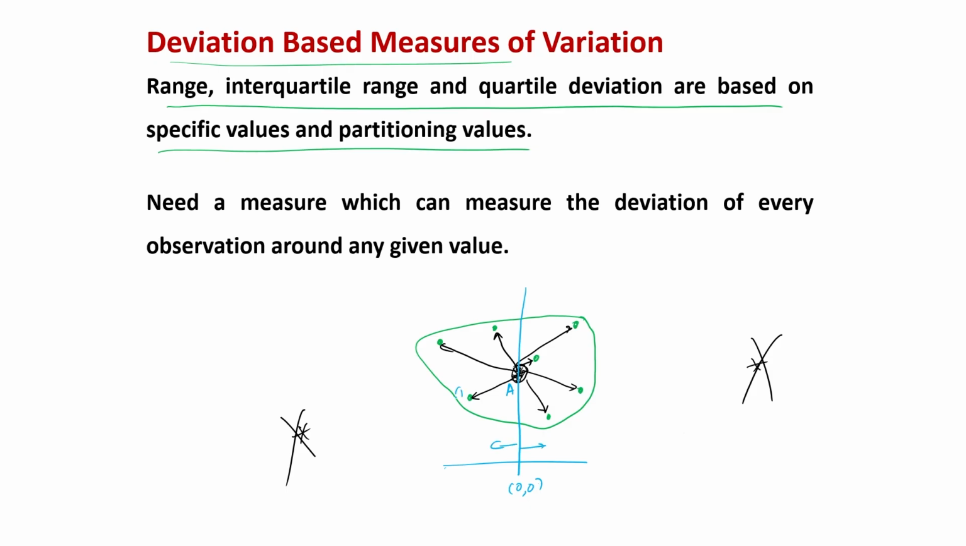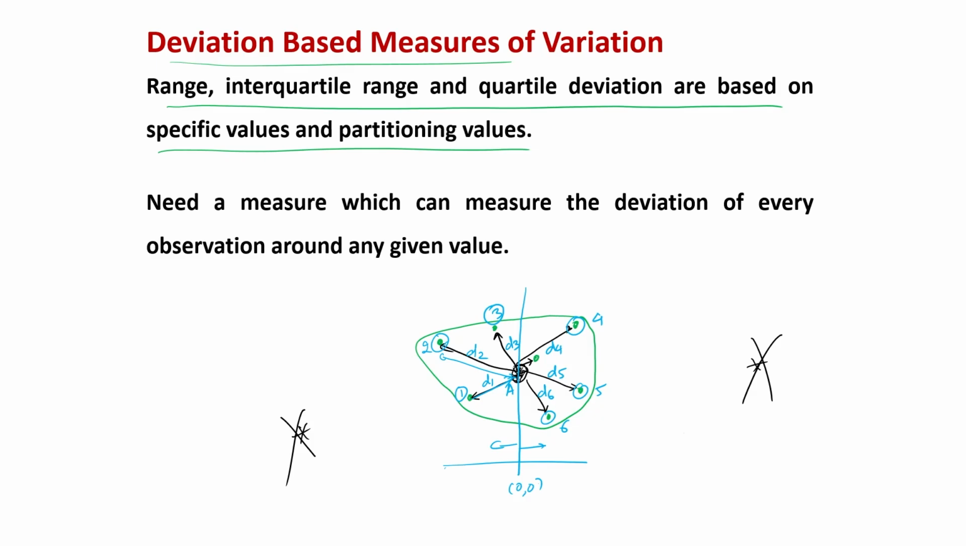Suppose this is my point number 1, and this is the deviation, say D1. Similarly for point number 2, the deviation here is D2, the difference between A and this point. Similarly for point number 3, the deviation is D3, point number 4, the deviation is D4, point number 5, the deviation is D5, point number 6, and the deviation is D6.